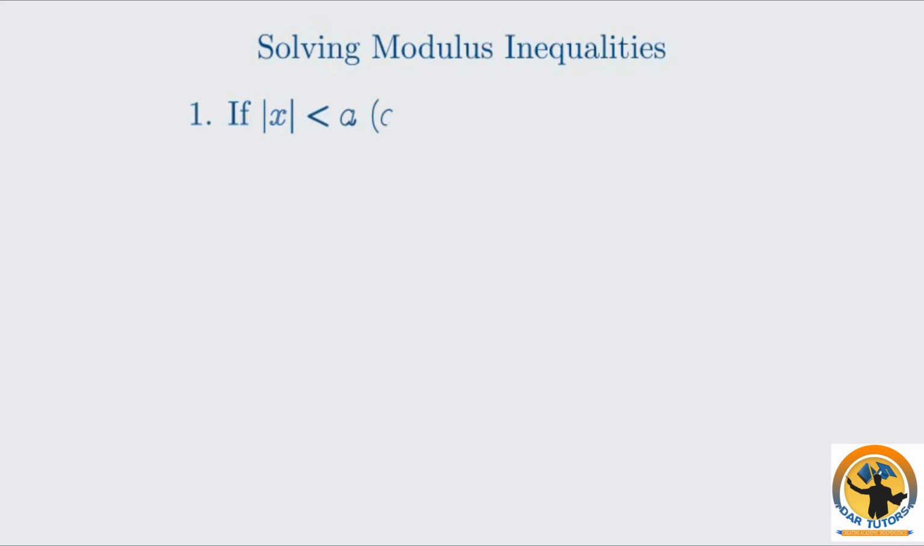Now let's move on to modulus inequalities. The rules for inequalities are slightly different. First, if the modulus of x is less than a positive number a, then x must be between negative a and positive a. Think of it as x being within a distance of a from 0.